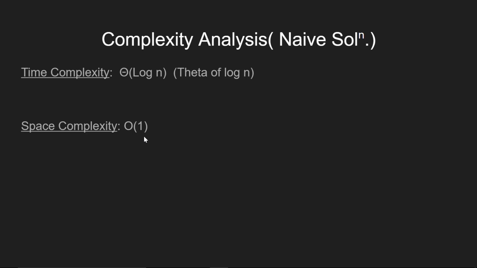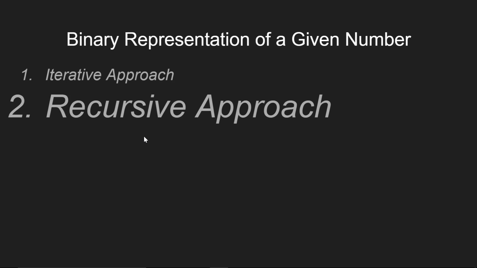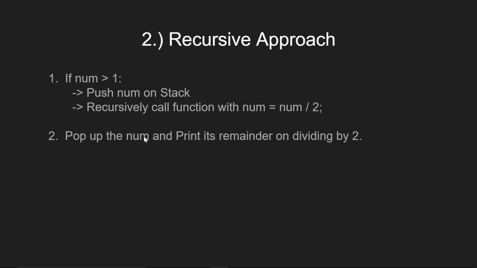Now let's watch out for the recursive approach for solving the given problem. Here we make a recursive function which calls itself for each bit in the given integer. This goes in two steps. In step 1, we first push the number onto the stack and call the same function for the number divided by 2. This continues till the number is greater than 1. And now in step 2, we examine each element from the stack and print the modulo of the number divided by 2 till the stack becomes empty.